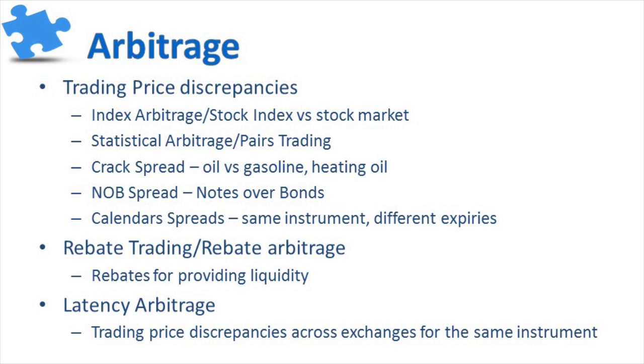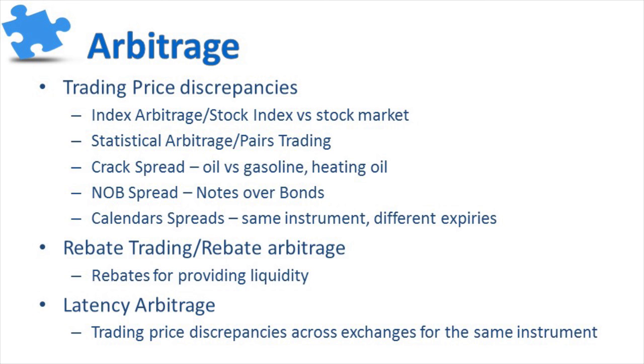We have the crack spread, where we trade oil against oil-based derivative products, such as gasoline. The NOB spread, which is notes over bonds. And there's also arbitrage between currency futures and cash forex. And we could go on, but you get the idea that this does represent a huge proportion of all trading. And this is very much what most futures prop trading is all about too.